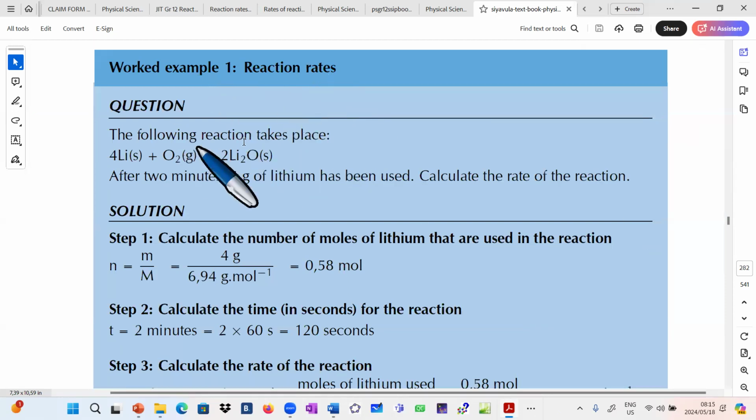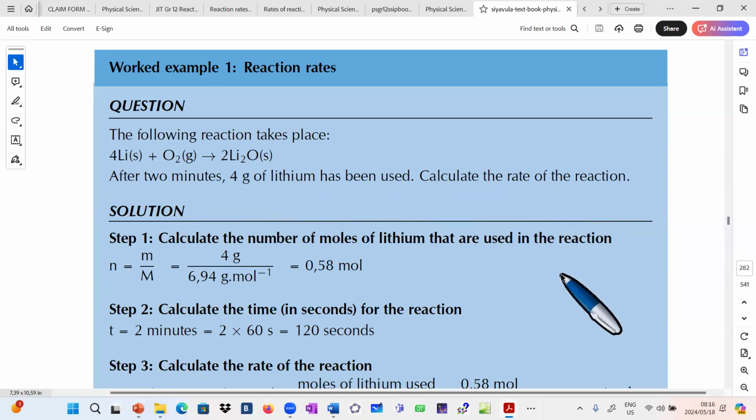And here's the question. The following reaction takes place: lithium as a solid plus oxygen gas gives us 2 moles of lithium oxide. After 2 minutes, 4 grams of lithium has been used. Lithium reacts with oxygen, and lithium oxide is formed. After 2 minutes, 4 grams of lithium has been used. Calculate the rate of the reaction.